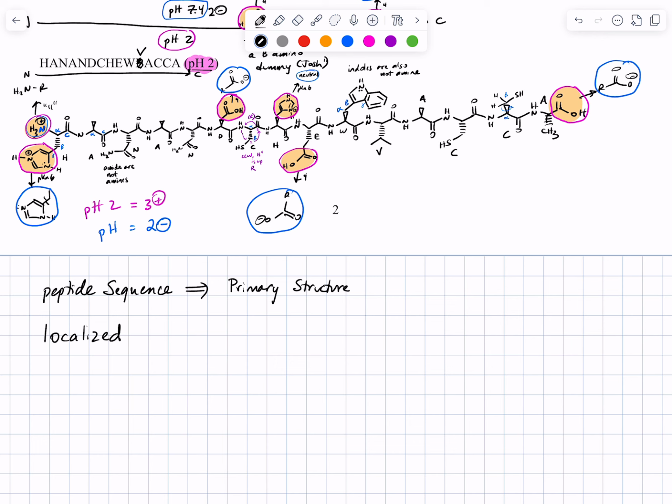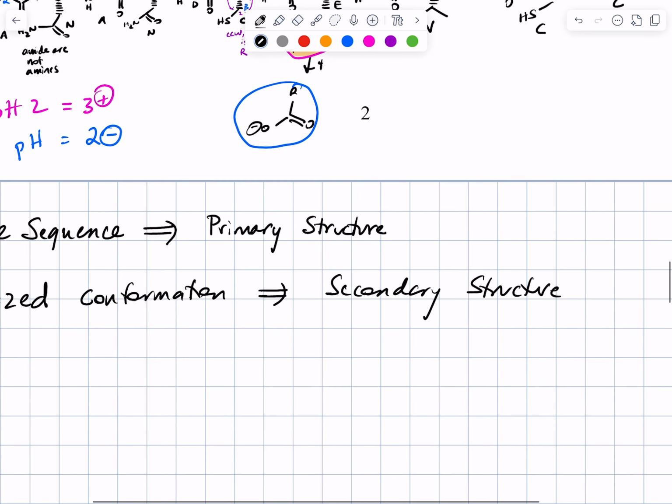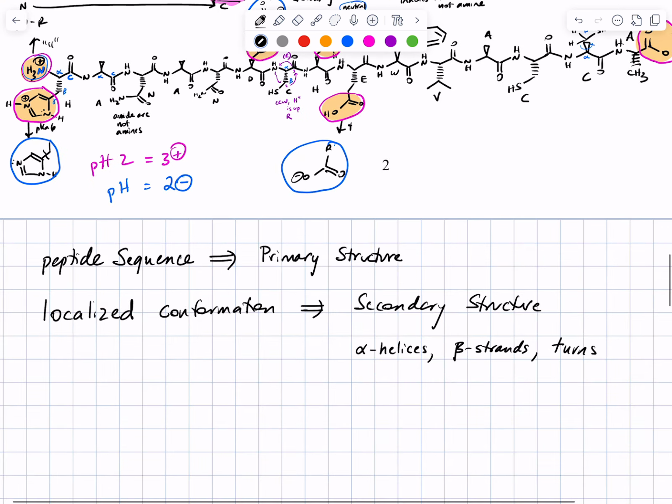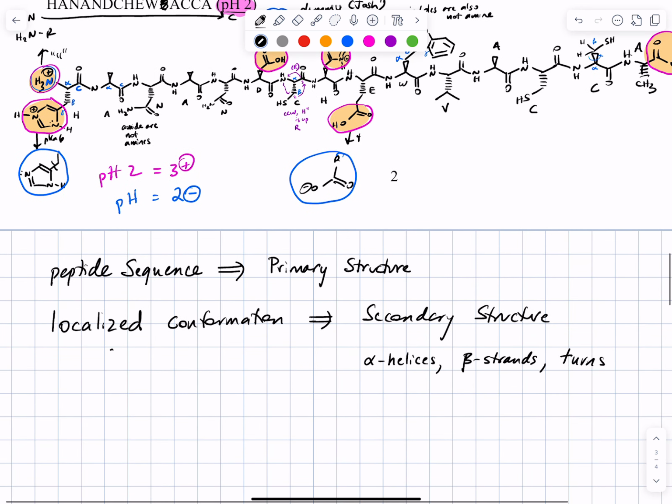So localized conformations, short-range localized conformations, is called secondary structure. And this is composed of a few things. Some are called alpha helices, some are called beta strands, and some are called turns. These are specific localized short-range shapes that peptide chains can adopt.